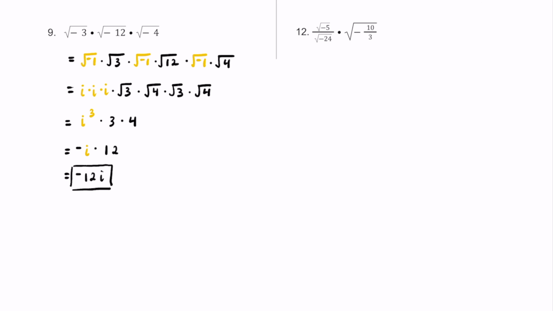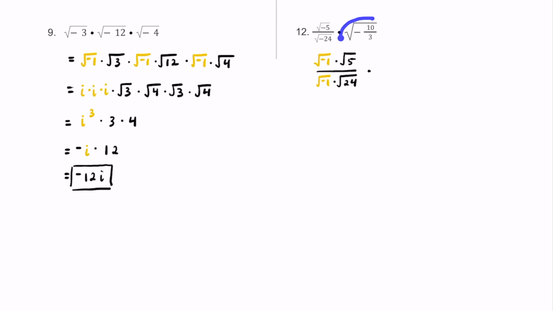Here's one final example. For starters, let's go ahead and break apart the square root of -5. So I'm going to write that's going to be the square root of -1 multiplied by the square root of +5. That's going to be on top. And then for the square root of -24, let's break that into the square root of -1 multiplied by the square root of +24. Okay, so that's how I'm rewriting that first fraction.